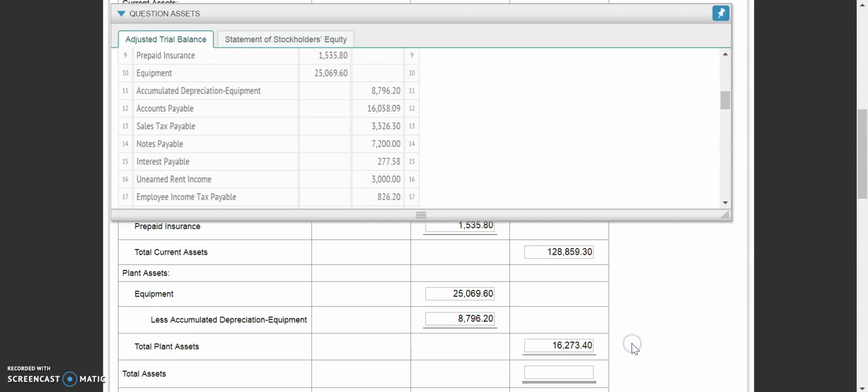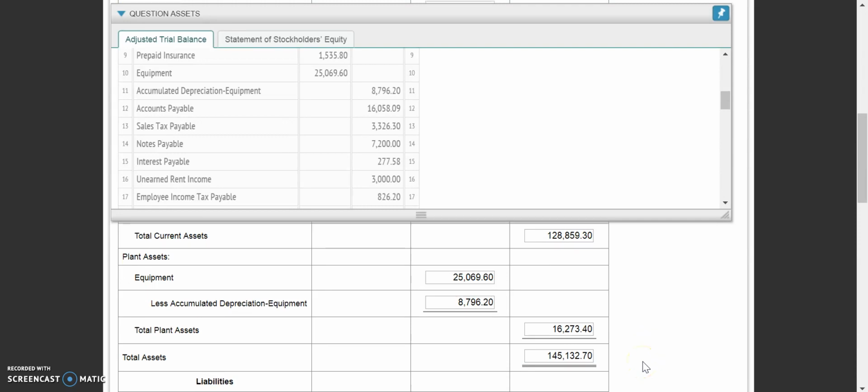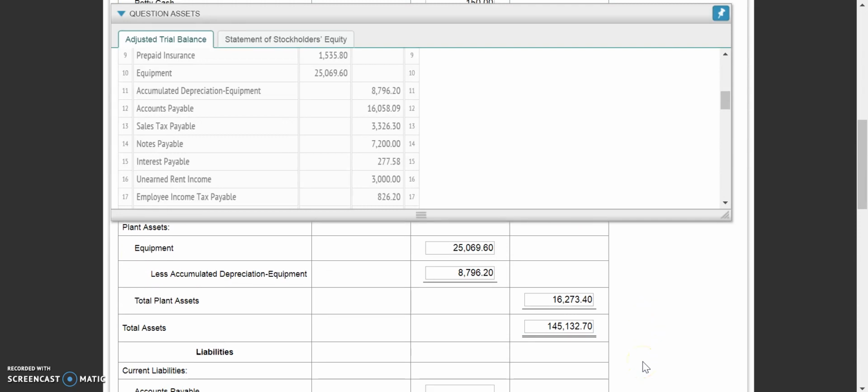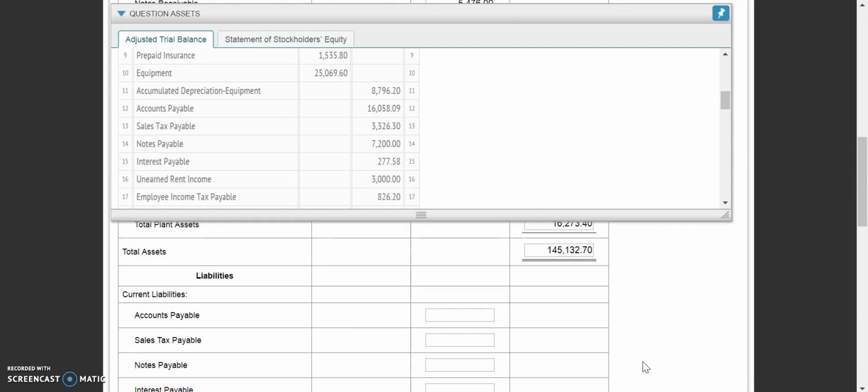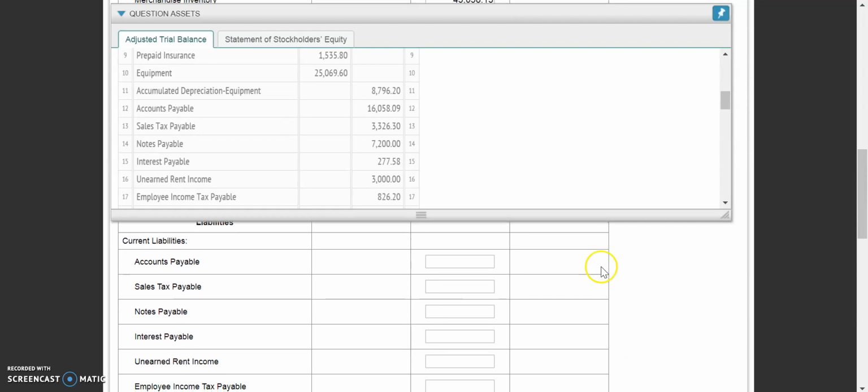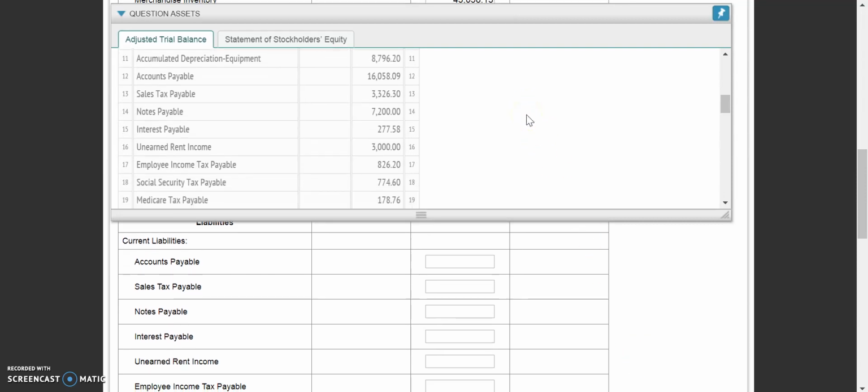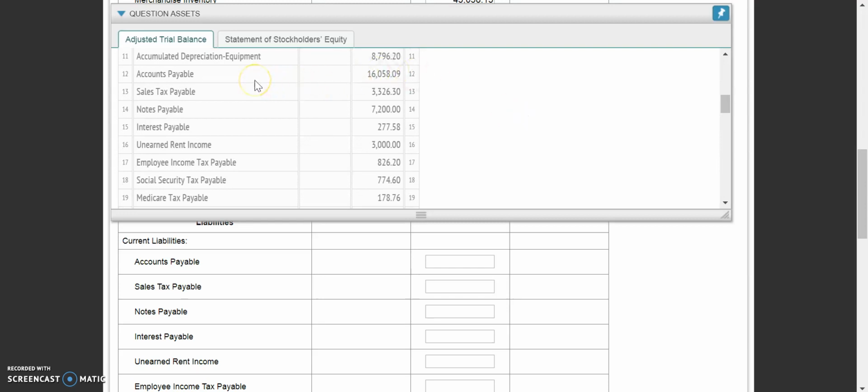$16,273.40. So to figure our total assets, we take our total current assets and add it to our total plant assets. And when we do that, we get a total of $145,132.70. Then we are on to our liabilities section. So moving my adjusted trial balance, my current liability starts with accounts payable.